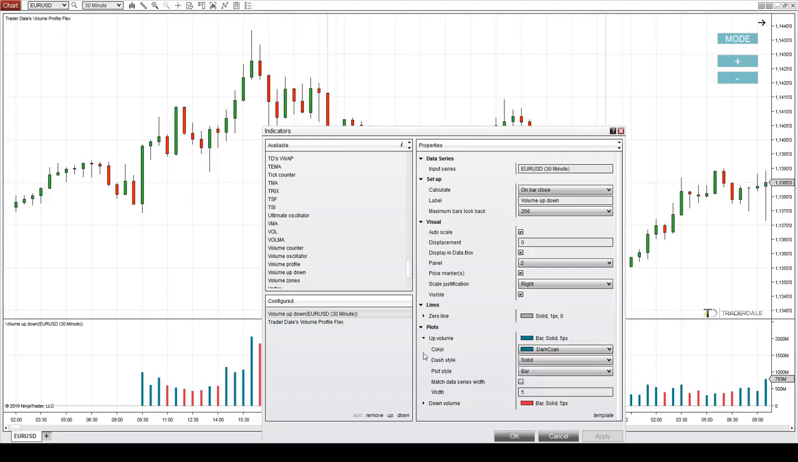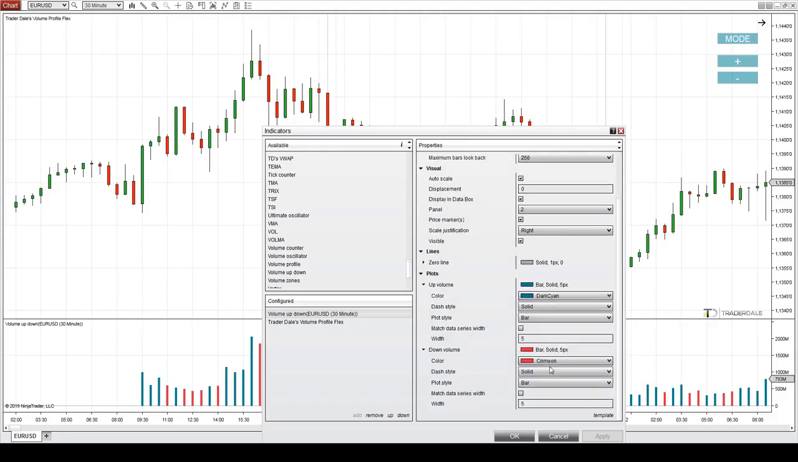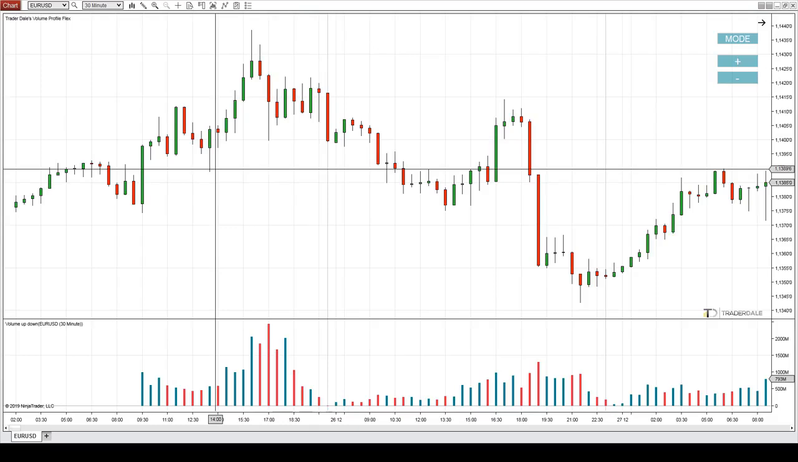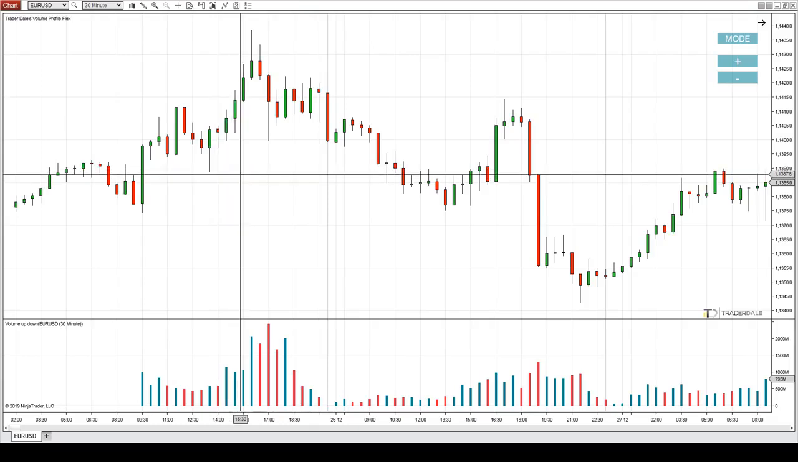Maybe only the width. Alright, so you can set it for wider values, so the bars are wider. But setting this won't change the functionality of the indicator. This is just visual settings. Alright, so this is how the indicator looks like. This is the volume up-down indicator. And let's now have a look at the setup and how it works.